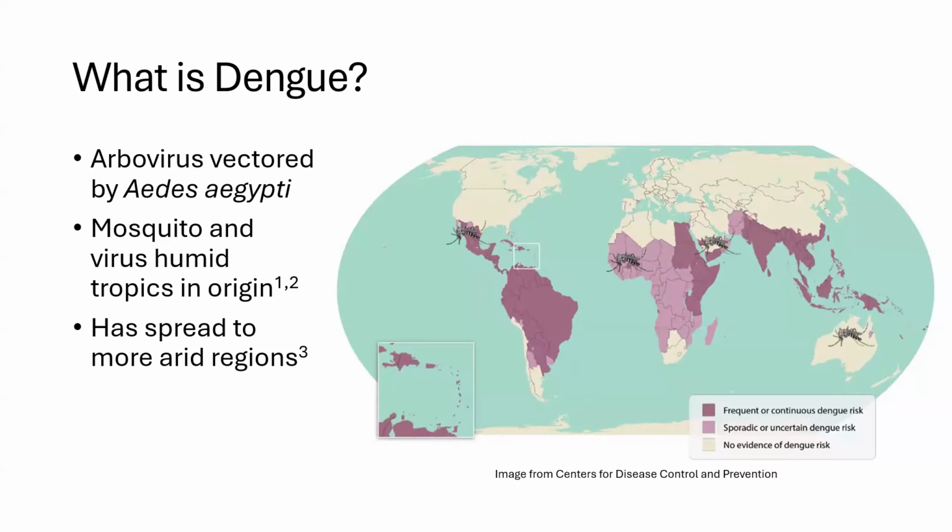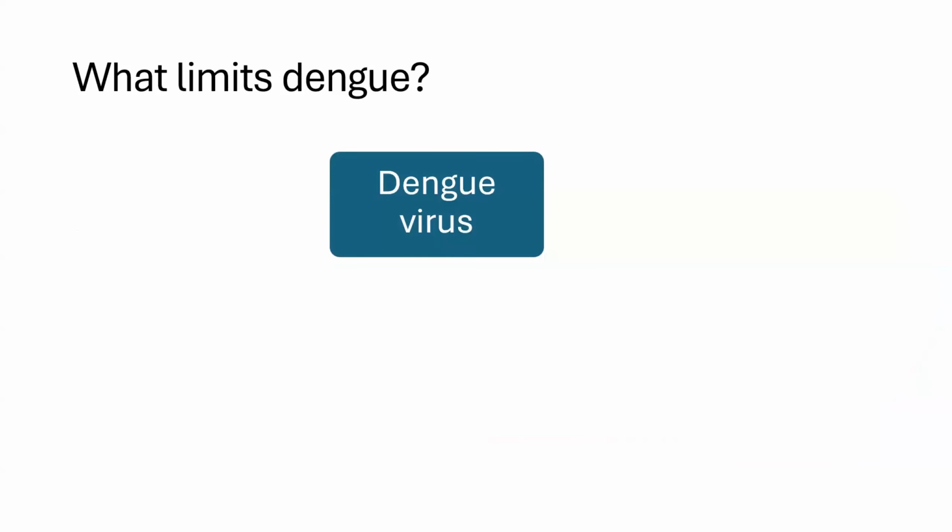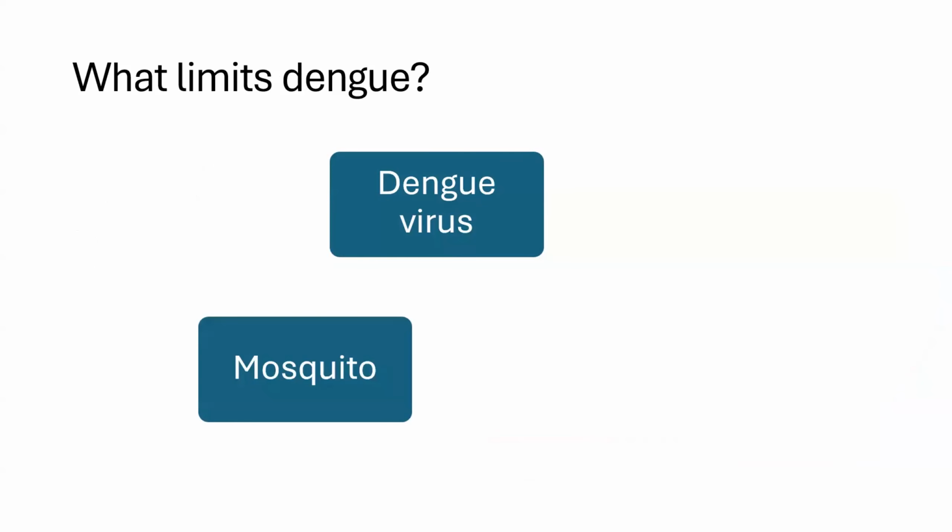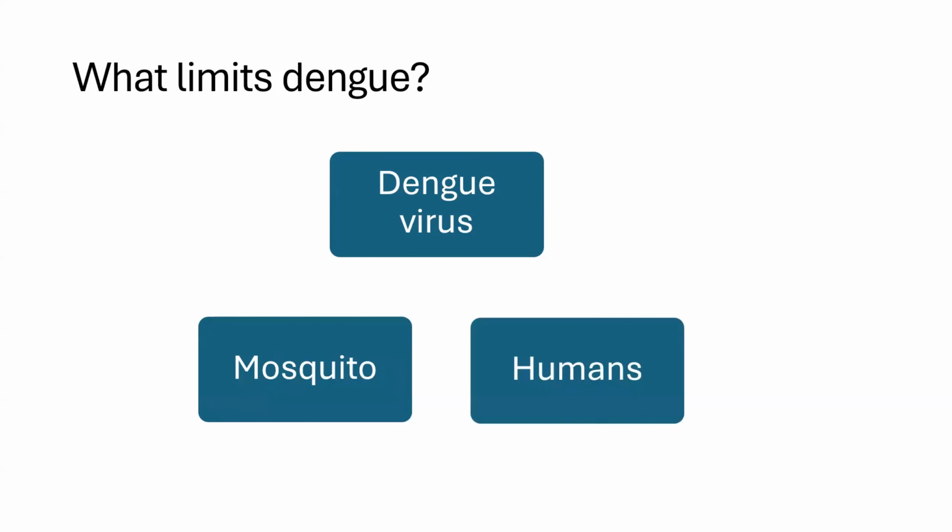And so when we're thinking about what limits dengue, we have to think about dengue holistically, right? So we have our dengue virus, which is spread by a mosquito, as well as a human reservoir and victims of this disease. And so we have this suite of relationships that exist between the virus, the mosquito, and humans. For dengue to be limited in its range, there has to be something that interrupts one of these relationships and causes it not to work as effectively.